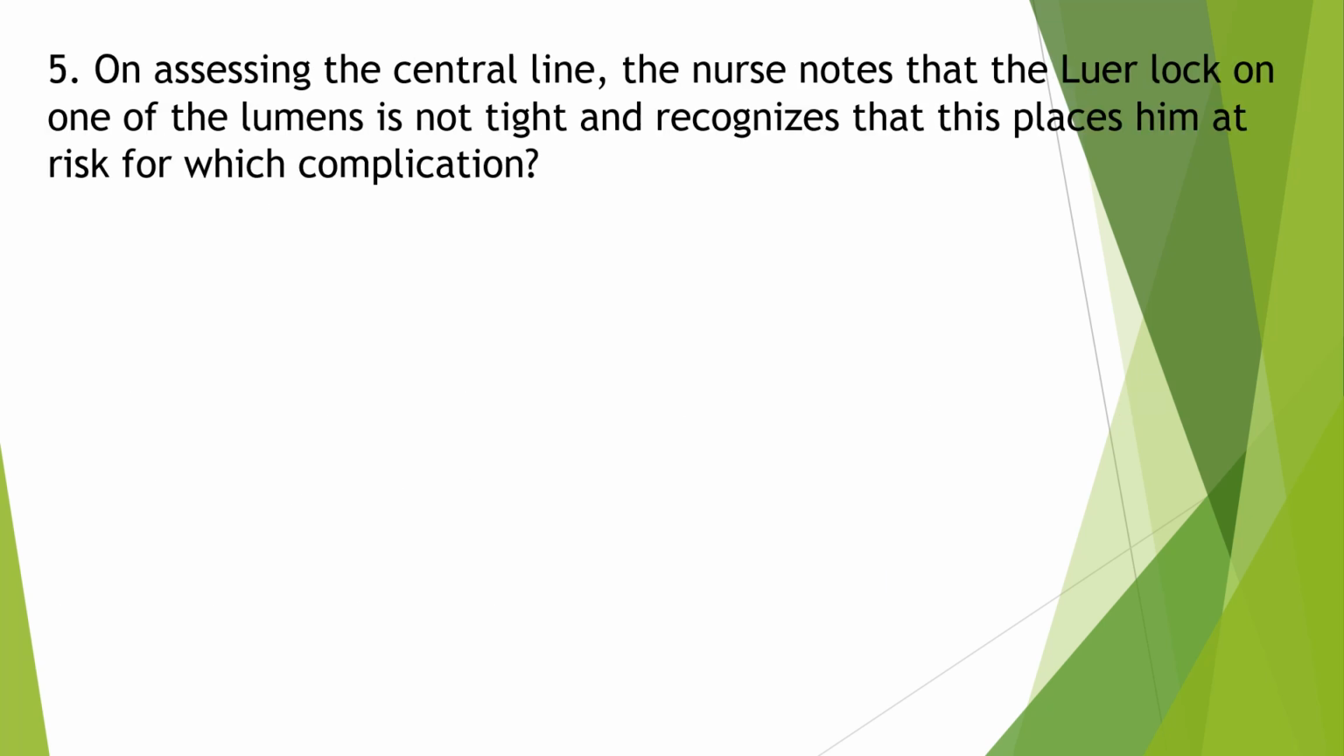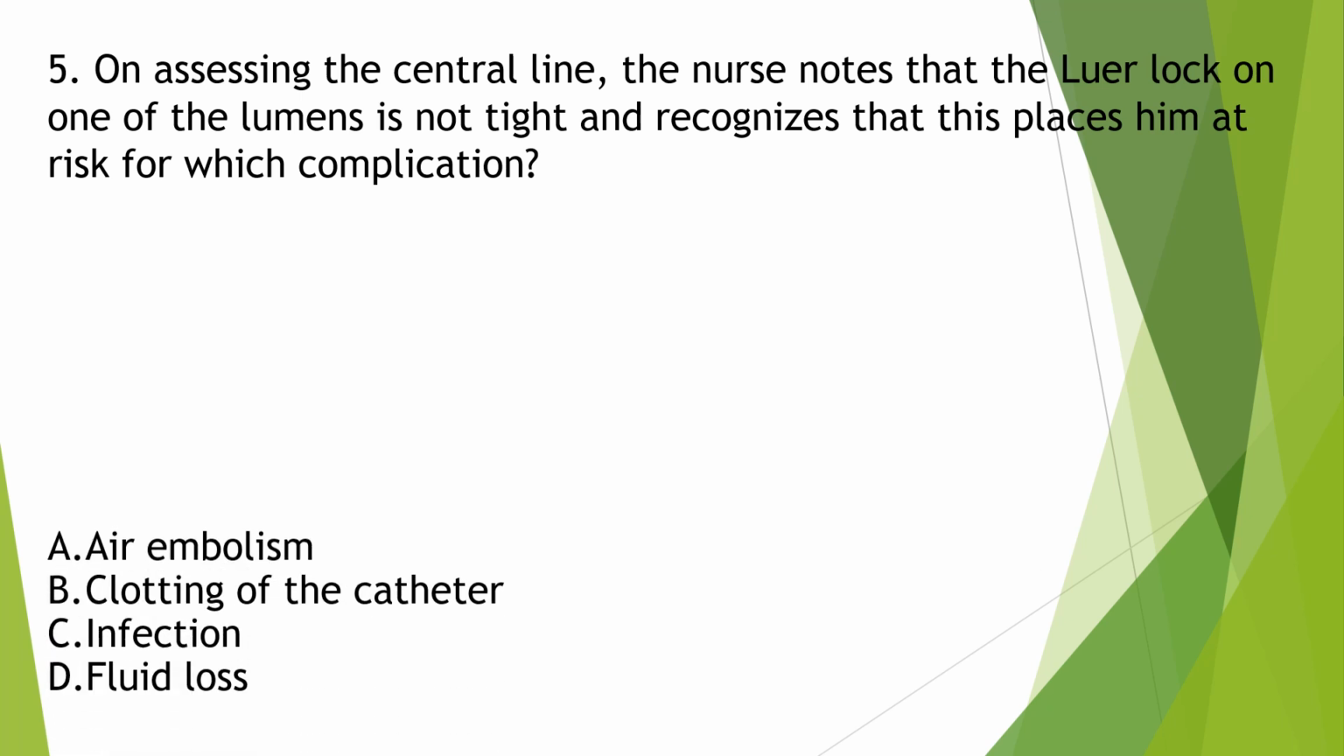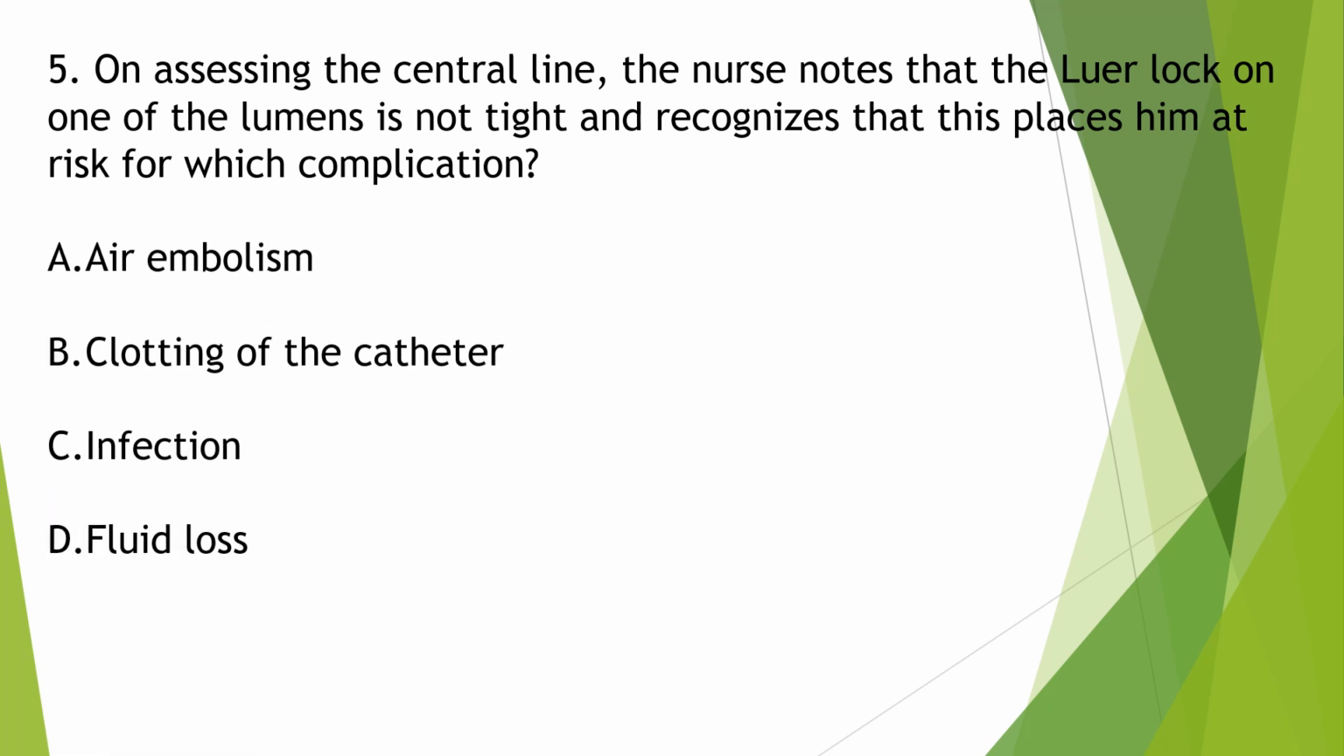On assessing the central line, the nurse notes that the luer lock on one of the lumens is not tight and recognizes that this places him at risk for which complication. So the options are air embolism, clotting of the catheter, infection and fluid loss. So when we see the complications of using central venous infusion therapy, three main complications are there: infection, loss of patency, and the third one is air embolism.